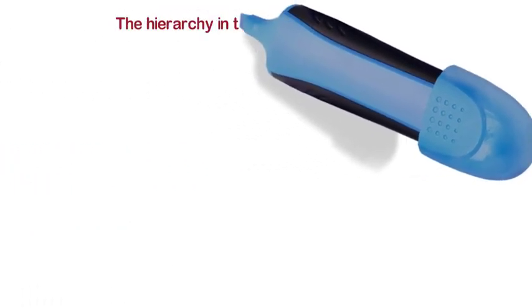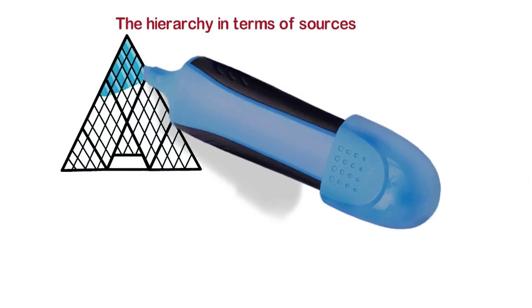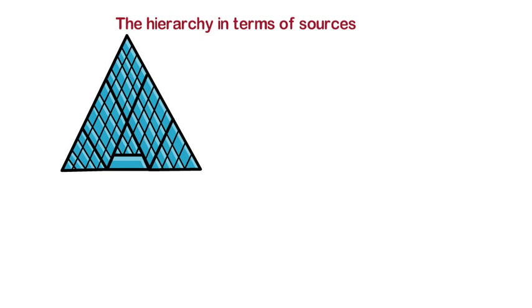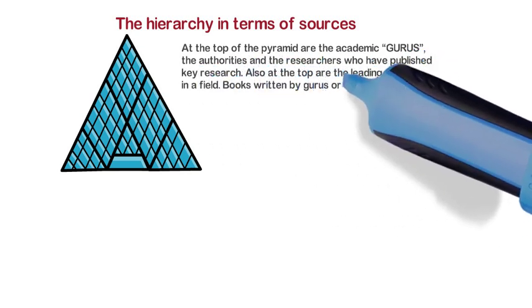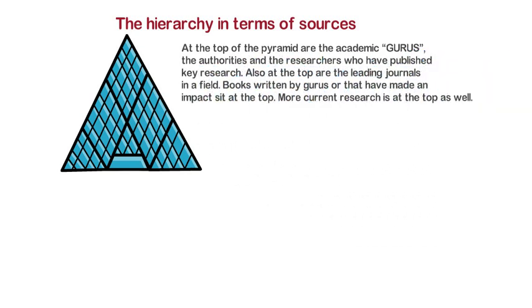So you also need to think about the hierarchy in terms of the sources themselves. We've talked about the writers, but now let's look at the sources. At the top of the pyramid are the texts produced by gurus and authorities and researchers. So these would be papers in leading journals, books written by gurus who are published by scholarly publishers and that have made an impact. They sit at the top.